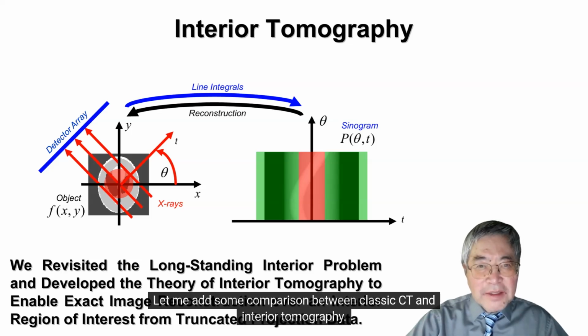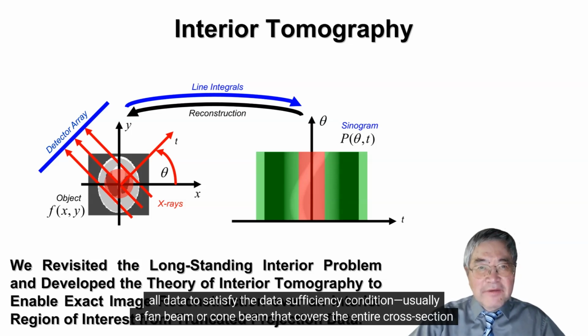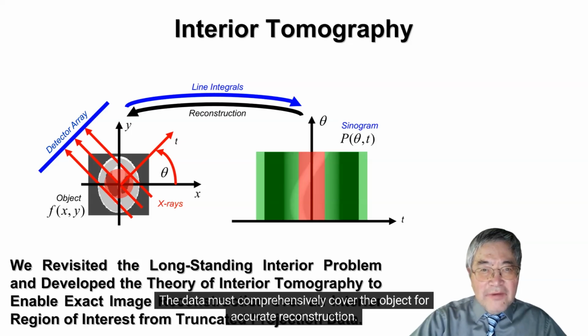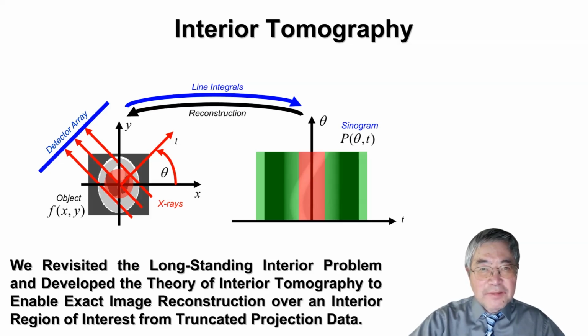Let me add some comparison between classic CT and interior tomography. According to classical theory, which we learned and which I explained in textbooks, you need to collect all data to satisfy the data sufficiency condition, usually a fan beam or cone beam that covers the entire cross-section or object. The data must comprehensively cover the object for accurate reconstruction. Interior tomography, however, only requires partial data limited to the region of interest.